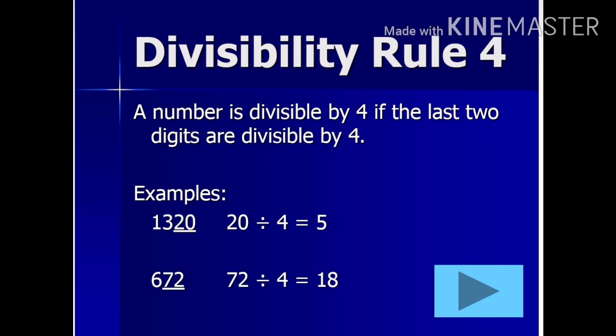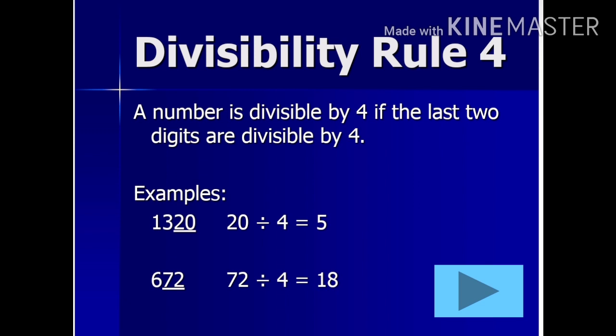Okay. Next is divisibility rule of 4. A number is divisible by 4 if the last two digits are divisible by 4. For example, 1320. Here see the last two digits, which is 20, which is divisible by 4. So 1320 is divisible by 4. 672. Here again 72 is divisible by 4. So 672 is divisible by 4.